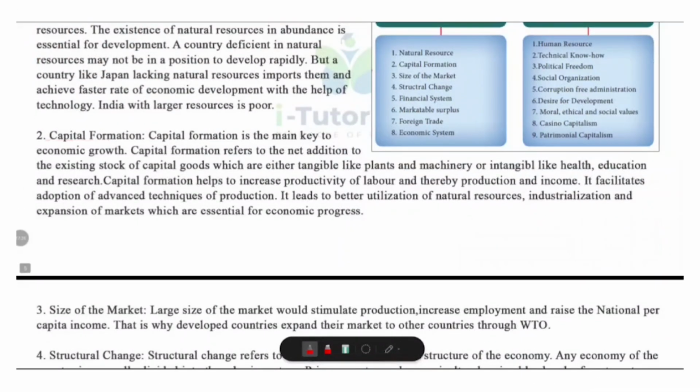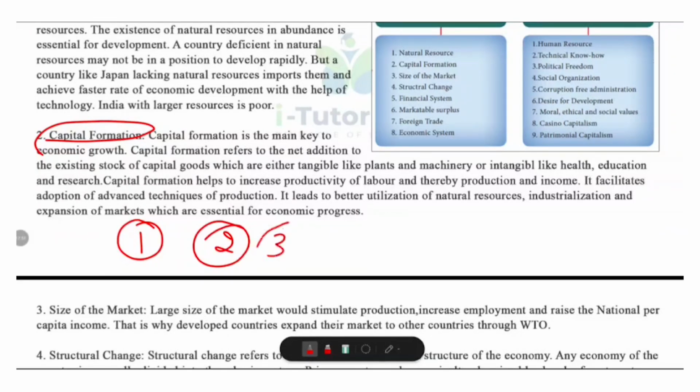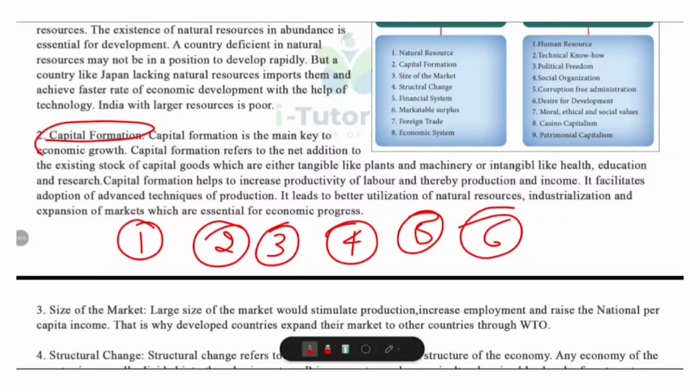Second one, capital formation. Capital formation is the key to economic growth. It means the addition to the stock of capital goods such as machinery, factories, infrastructure, as well as intangible capital like health, education and research. And capital formation leads to higher labor productivity, increased production and income, then adoption of modern technology, industrialization, better utilization of natural resources and also expansion of markets. Without adequate capital formation, development becomes slow and difficult.